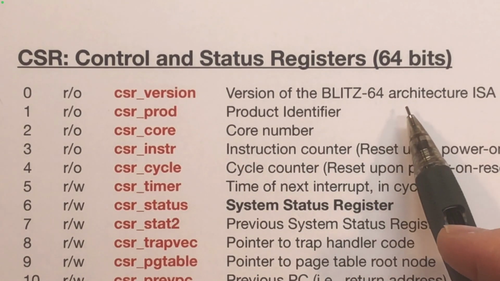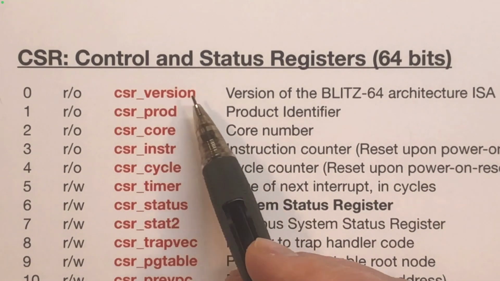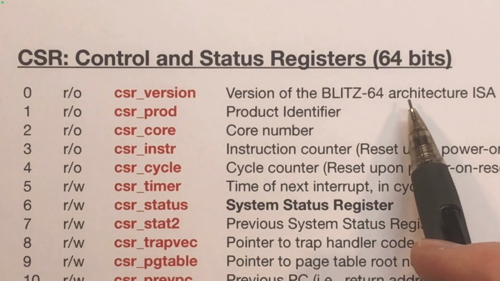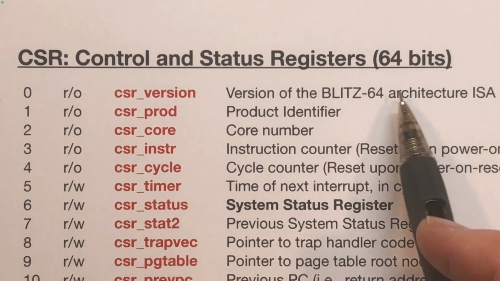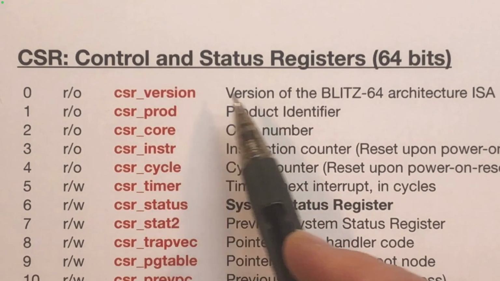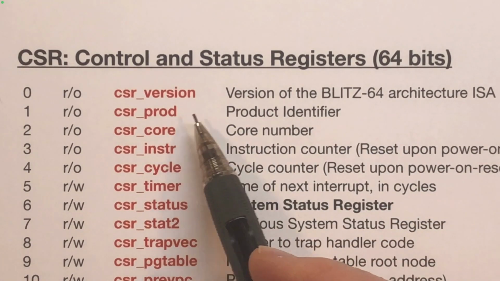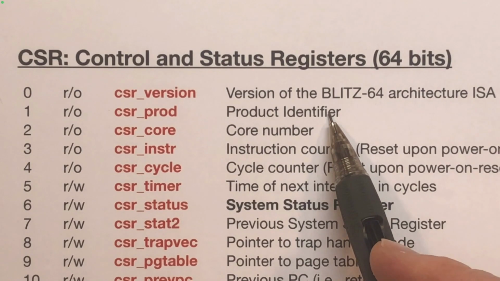Over time, an instruction set architecture will grow and will mutate. The CSR version register contains information about which version is being implemented by the particular core. In addition, there could be some optional features, and so bits within this register will indicate which optional features are or are not implemented. The product identifier register contains a couple of fields.